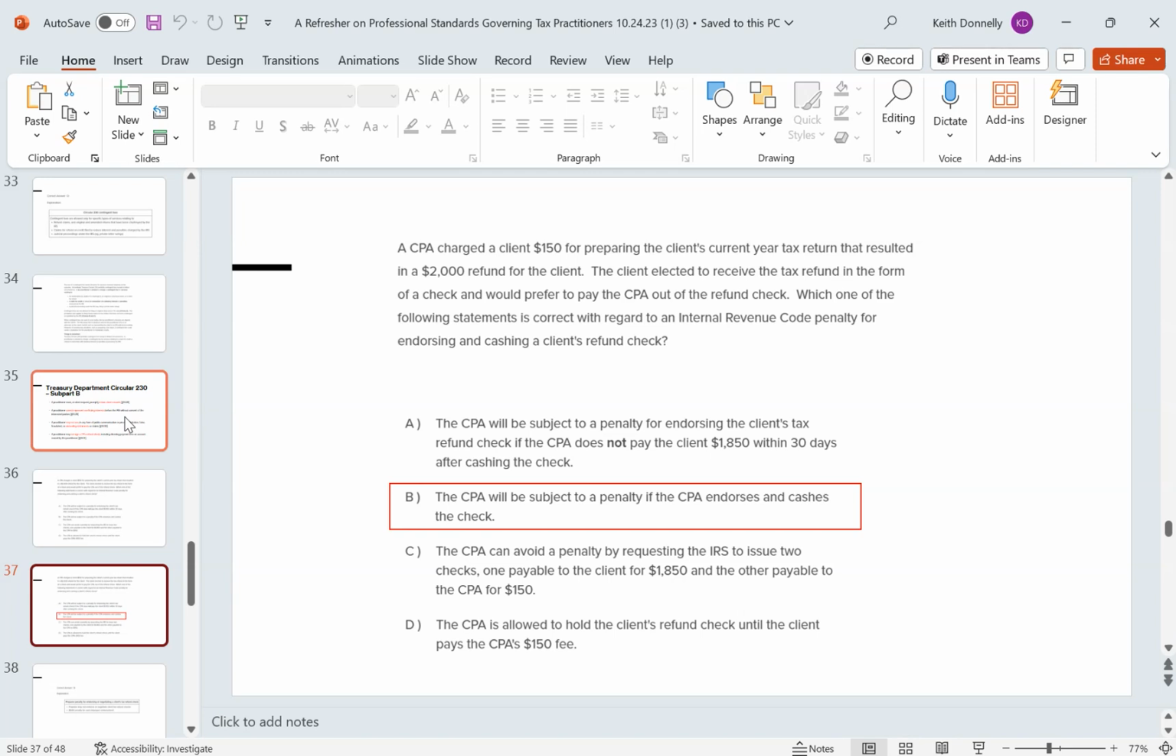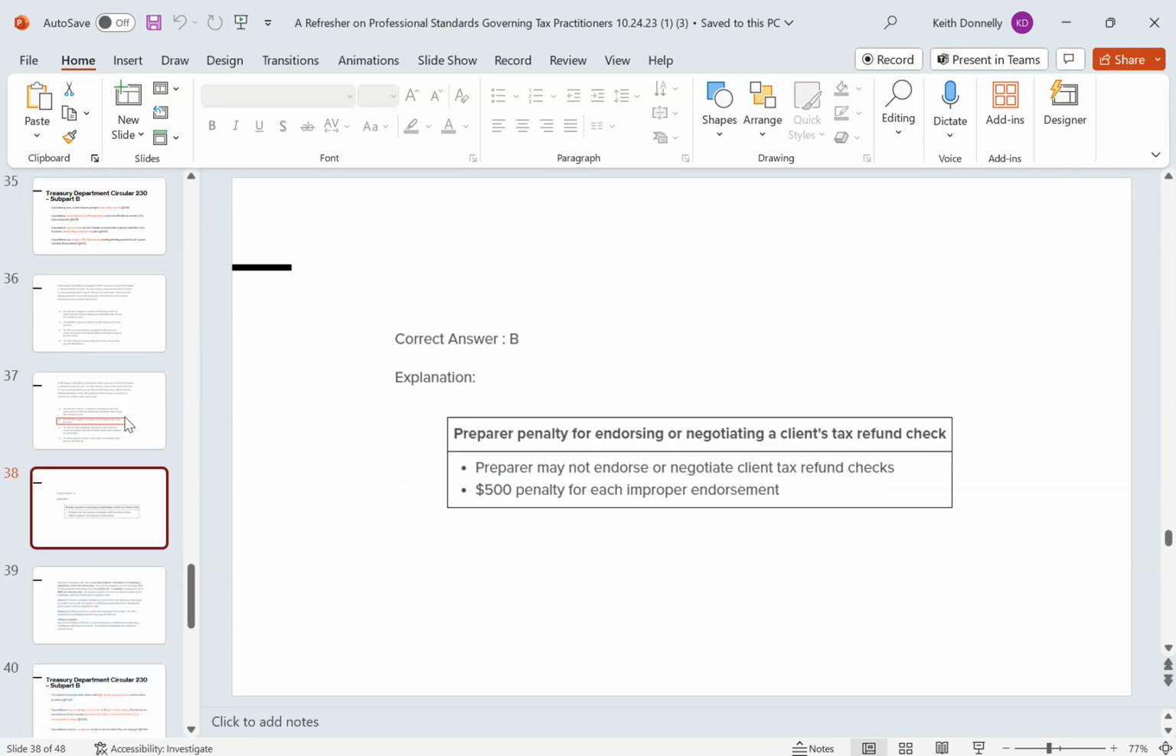Likewise, what you can't do is take that check, sign it, and say, all right, I'll take my $150 and I'll give you the rest, and that's how we'll settle it up. No, you're never allowed to sign the client's refund check or deposit it into the firm's account. It always has to go to the client. You don't want to commingle those funds. So there you go, $500 penalty for that.